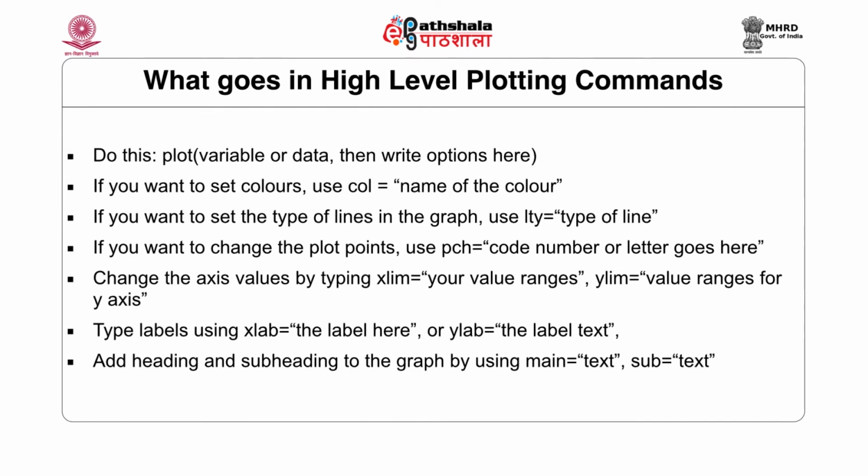So what kind of things go on in high-level plotting commands? You start with plot, then open a parenthesis, then type the variable or the data, and then you write your options here. For example, if you wanted to use colors, type the name of the color. In most circumstances, if you type the name of the color, that's enough. For example, red or blue or black, depending on the canvas that you want to use. And then if you want to fine-tune the lines, you specify the type of the line, like dashed or bold, broken, etc. If you want to use the point character, there are codes available for you to type the particular type of point.